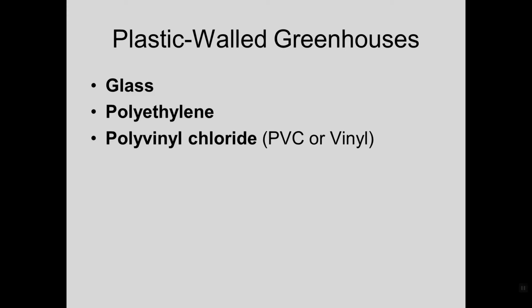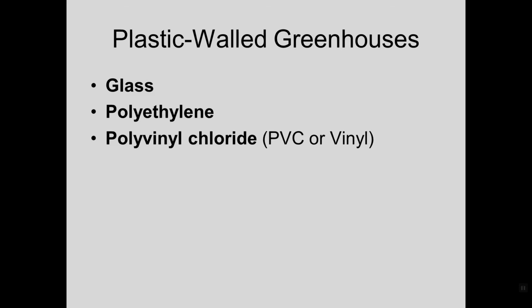Polyethylene is less expensive than glass, doesn't look as nice, but these are plastic sheets, so they're flexible. You can get this really thick kind of plastic and lay it over your hoop house or your Quonset shaped greenhouse, and it's easy to replace. Doesn't last as long, doesn't look as nice, but it's quite inexpensive.